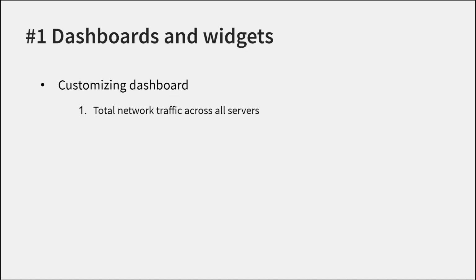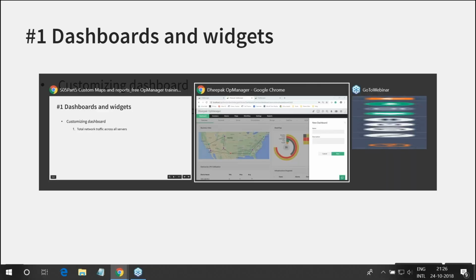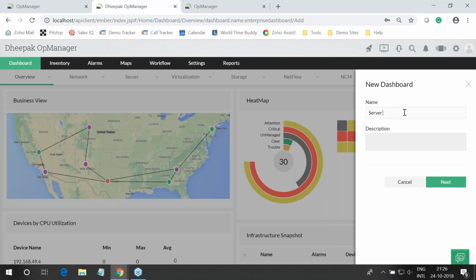The first thing that we often come across is seeing the total network traffic across all servers. So not the entire network, but just for servers. Let me show you that over the dashboard. Okay, so they wanted to see server traffic. Let me give it a name.